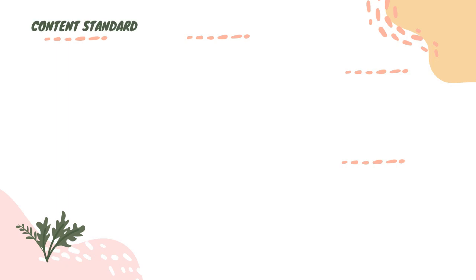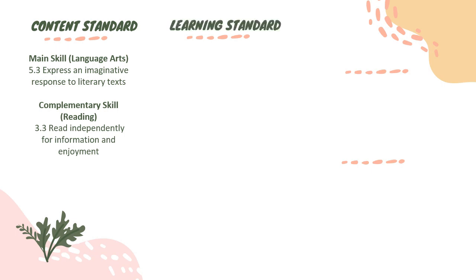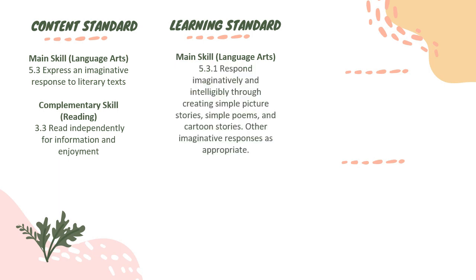Before we start, let us look at the content standard. The main skill is language art, express an imaginative response to literary text. Complementary skill is reading. Read independently for information and enjoyment. For the learning standard, main skill is language art. Respond imaginatively and intelligibly through creating simple picture stories, simple poems, and cartoon stories. Other imaginative responses as appropriate.